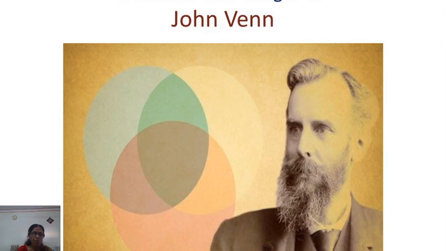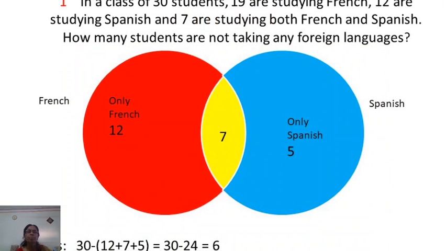A Venn diagram consists of overlapping circles. Each circle contains all the elements of a set. Now we will solve some examples on this Venn diagram. So see this first example.